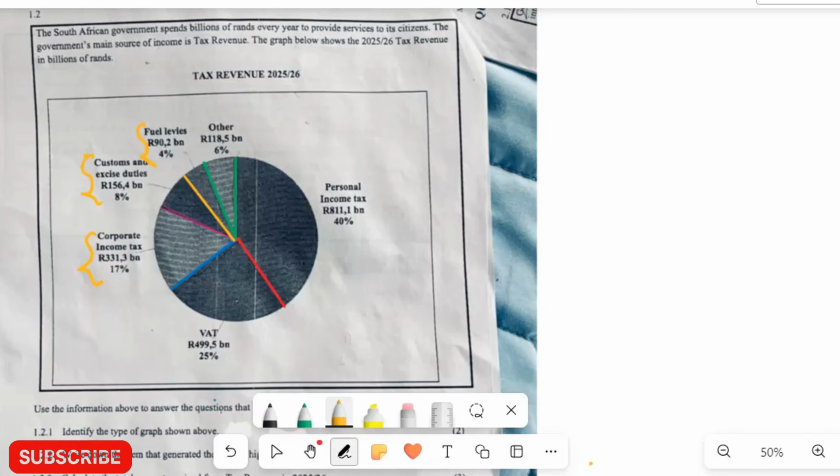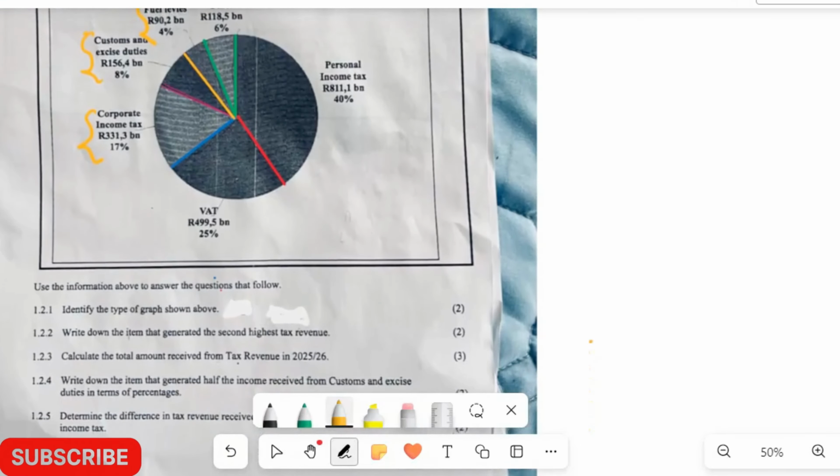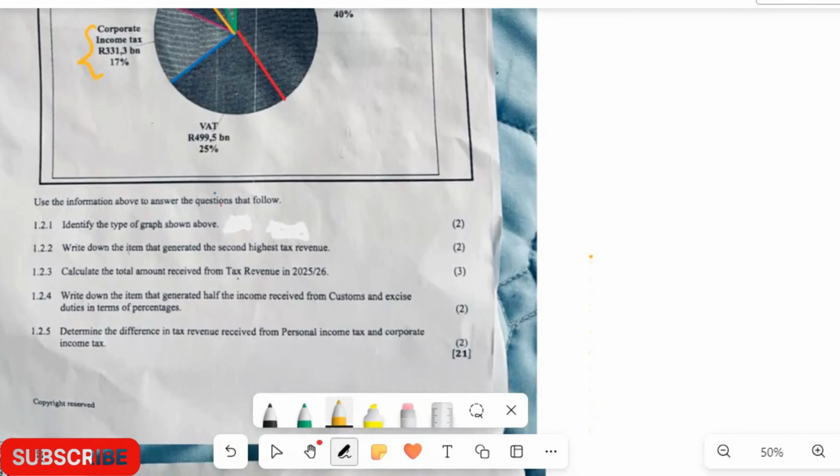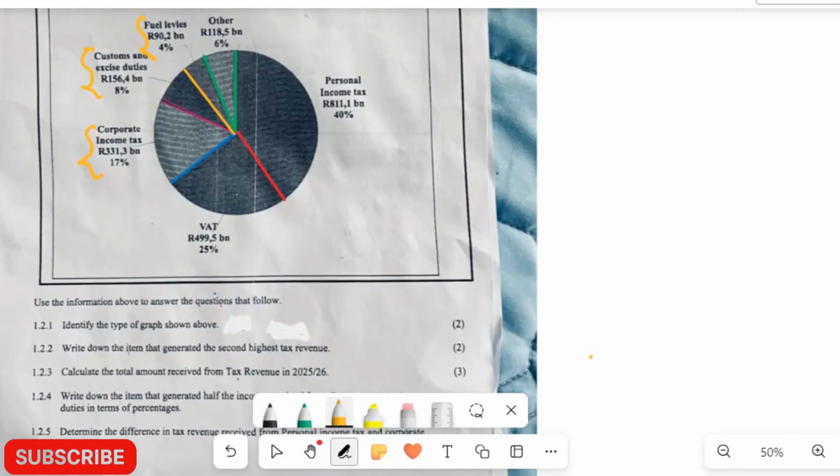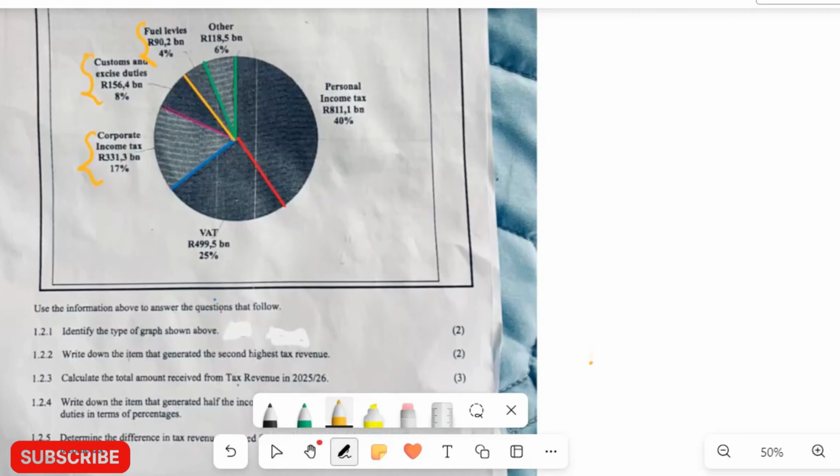Now let us go and try to answer the questions. Okay, they say use the information above to answer the questions that follow. Right, let me leave it here for now so that we can be able to see everything. 1.2.1, identify the type of graph shown above.